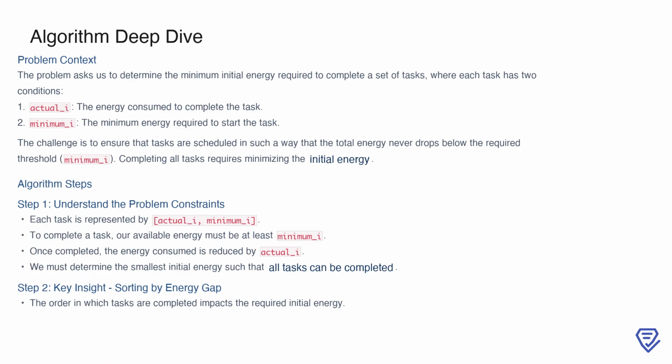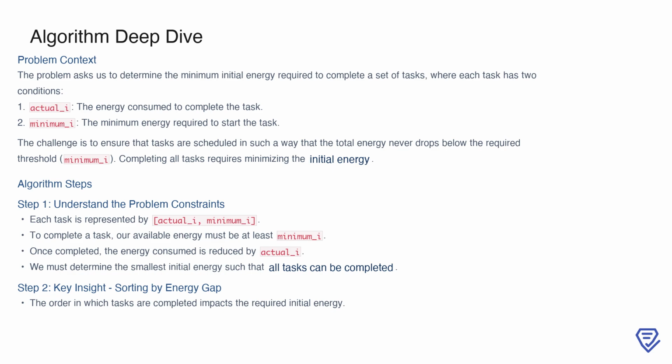The problem requires us to figure out the minimum initial energy needed to complete a series of tasks, each with two key conditions: the energy consumed to complete the task, actual_I, and the minimum energy required to start the task, minimum_I. The challenge lies in ensuring that as we progress through the tasks, our available energy never falls below the required threshold for any task. The goal is to minimize the starting energy while successfully completing all tasks.